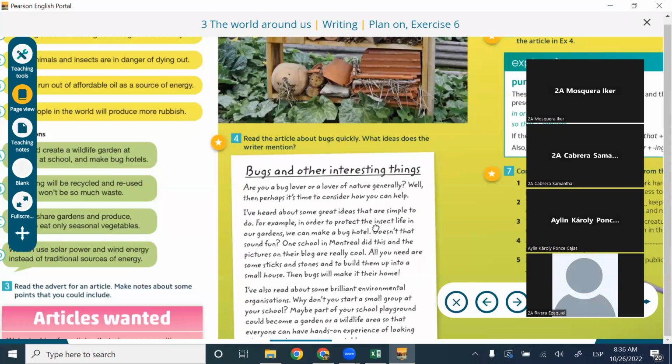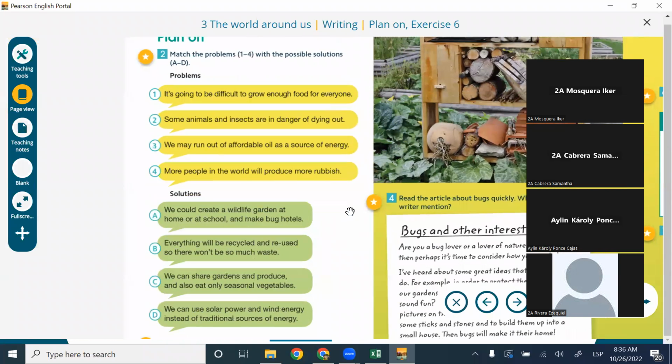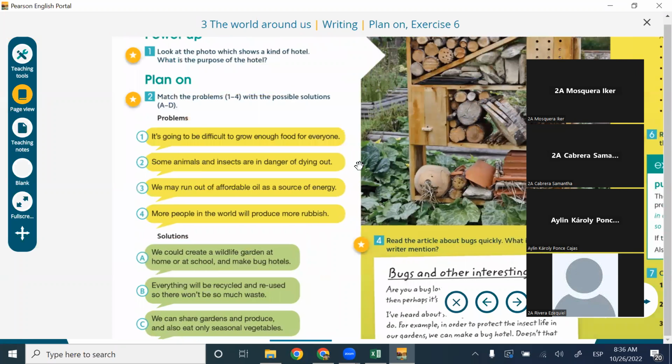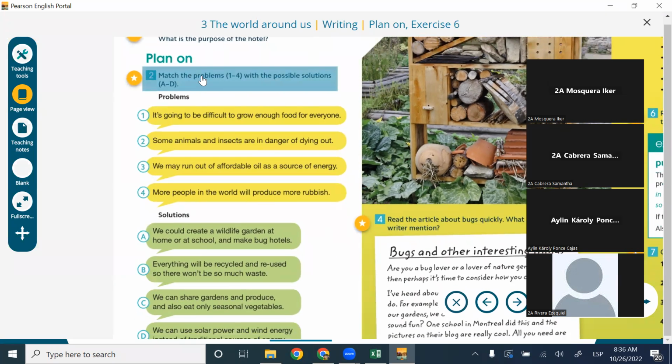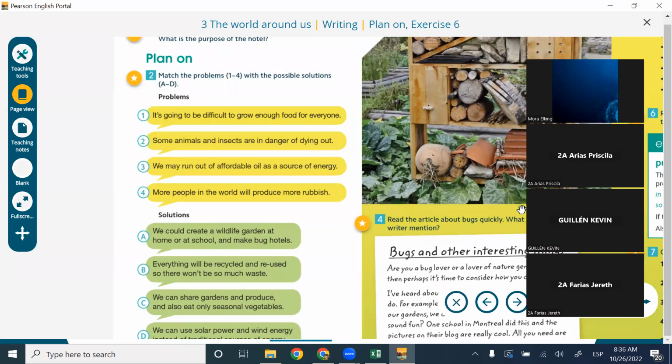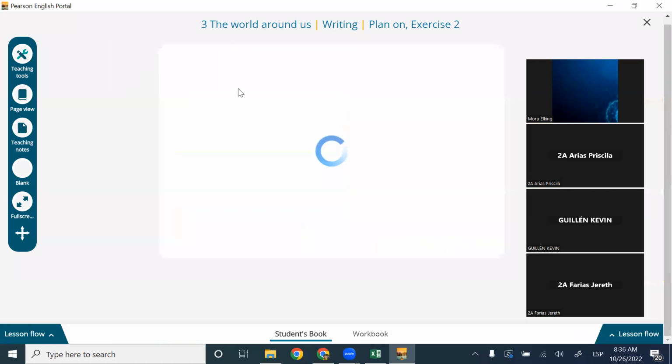But before, I need to match some problems. Again, in the last class, we had some problems and some solutions. In this section number 2, we are going to focus our attention on activity number 2. Okay, please, Guillén, start reading activity number 2. Match the problems with the possible solutions.